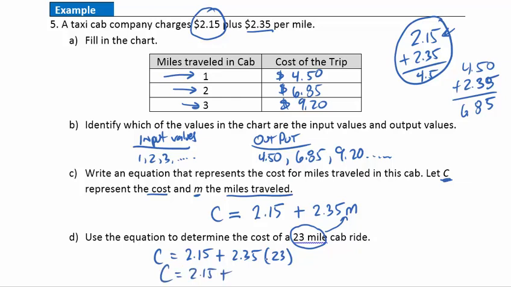all I'm going to do is take 2.35 times 23, and that gives me 54.05. Plus I'm going to add the $2.15 that I got charged when I initially sat in the cab. And so this cab ride is going to cost $56.20.